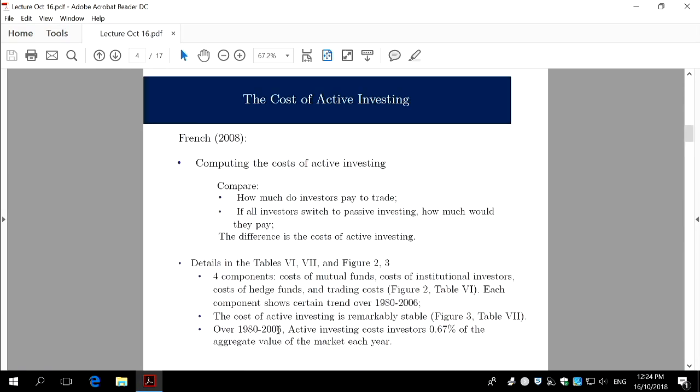So over those years, active investing cost the investor 0.67% of the value of the market each year. Right? So this is a number. Probably you don't have a sense of it. You think this is not a big number, right? Just 0.67% per year. It looks small, right? But remember, this is 0.67% per year of the aggregate value of the market. What's the aggregate value of the market today? $25 trillion, right?